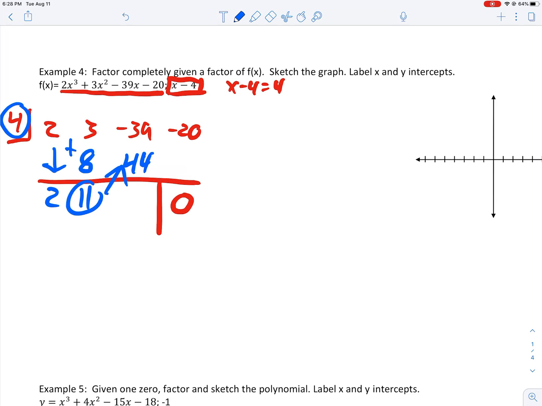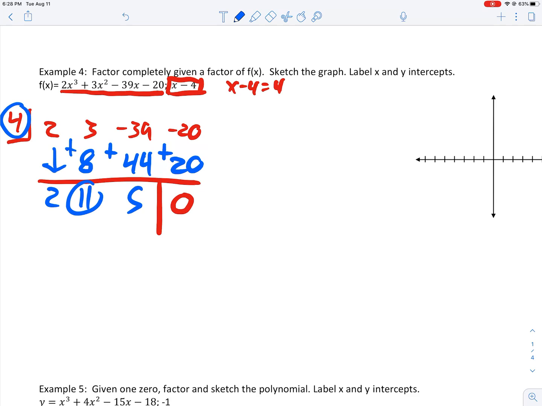11 times 4 is 44. Now I add these 2 together. This gives me 5. 5 times 4 is 20. Add these together, I get 0, like we said we should. How do I know it should be 0? Because again, it said that x minus 4 is a factor. So that means it divides in evenly, so your remainder is 0.